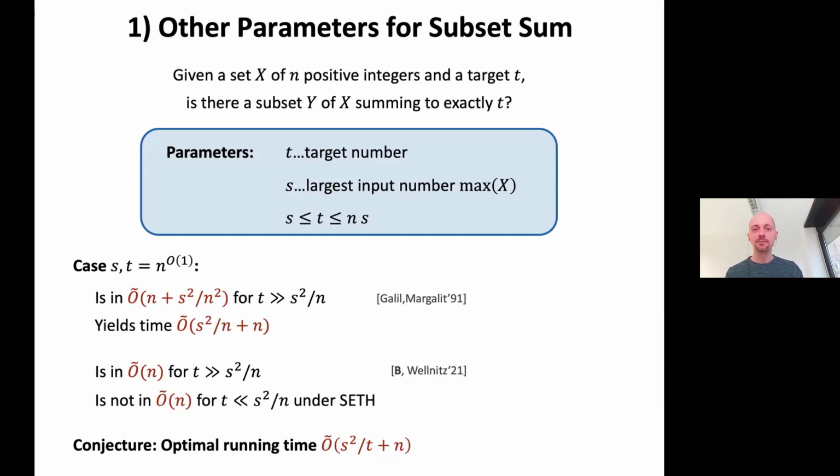Karl? Yes? The results from your recent paper, is that for the case S and T being polynomial in N, or is that with no restrictions? Yes, so this condition that T is at least S squared over N can only hold for relatively small S and T. Okay. So it only works for polynomial S and T. But the lower bound holds more generally. We proved this S squared divided by T lower bound, and this holds wherever you want.